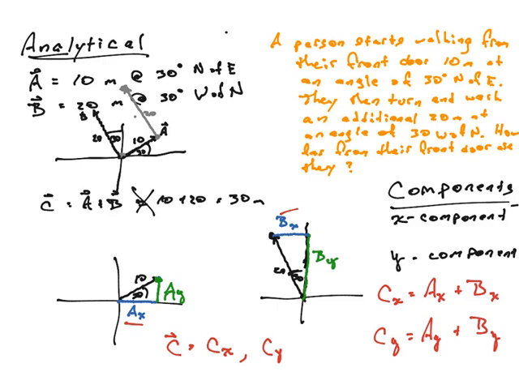So we're doing a trick. Instead of adding A and B themselves, I'm going to break A apart into two pieces, AX and AY, and then I'm going to break B apart into two pieces, BX and BY. And then I can get my final C by saying the X piece of C is the X piece of A plus the X piece of B. And the same for Y. The Y piece of C is the y piece of A plus the y piece of B.